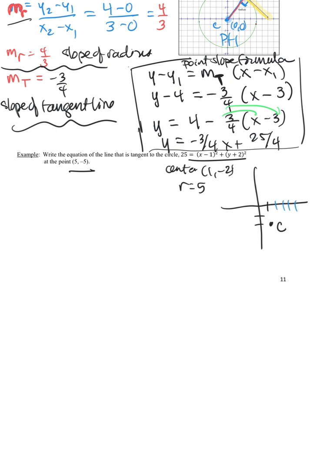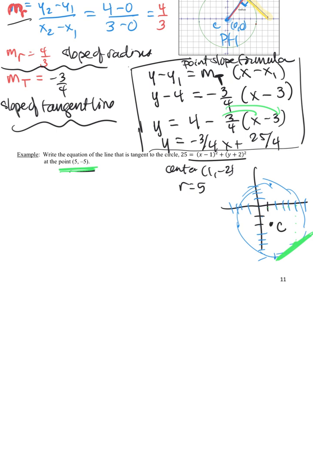So 1, -2 is my center, and my radius is 5. 1, 2, 3, 4, 5. So I know this is my circle, and I know that I have a line that is tangent at the point 5, -5. Something like that. So if you like to sketch what you've been given, sometimes that helps.